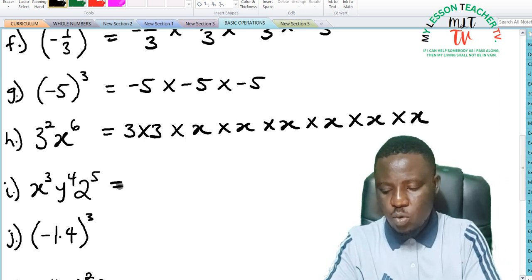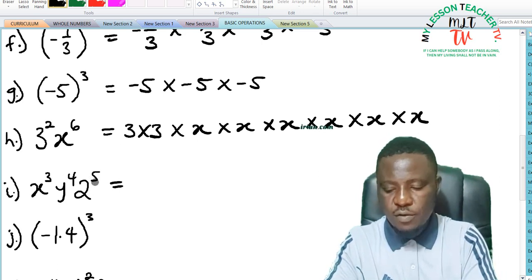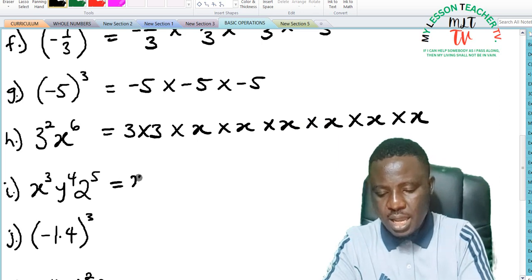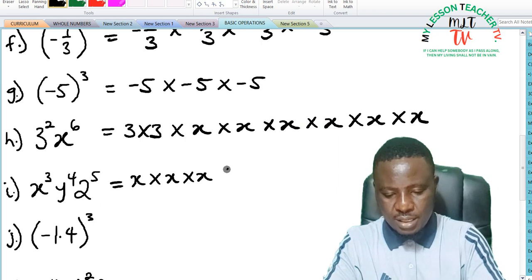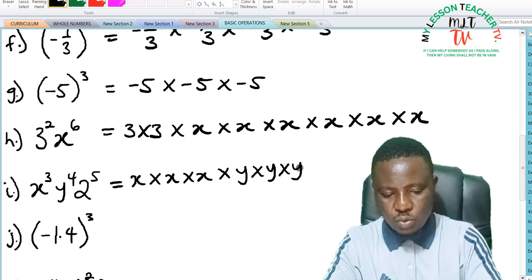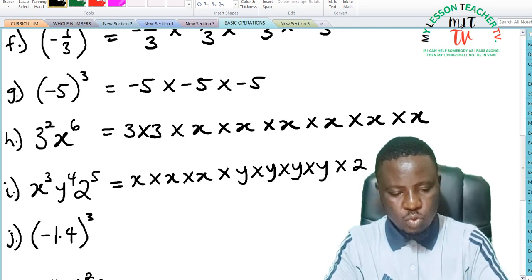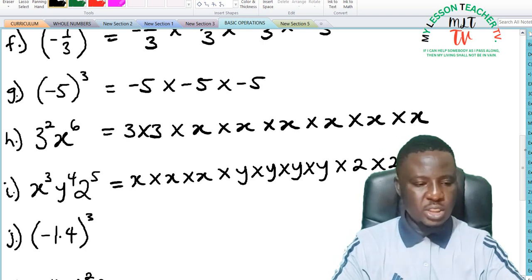I, this is equal to x cubed, y to the power 4, and 2 to the power 5. So you are going to multiply x 3 times, y 4 times, and 2 5 times. So this is going to be x times x times x times y times y times y times y times 2 times 2. So this is what you will get.